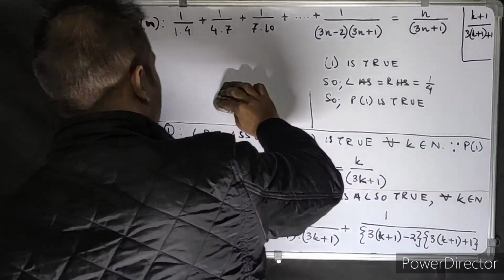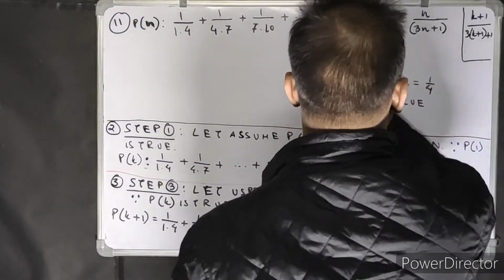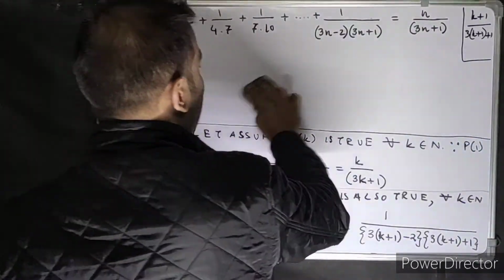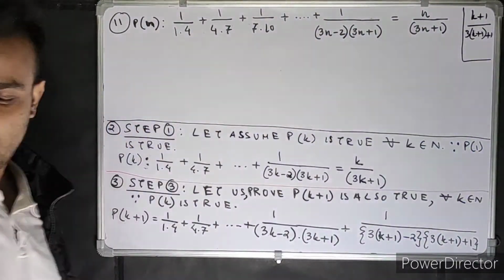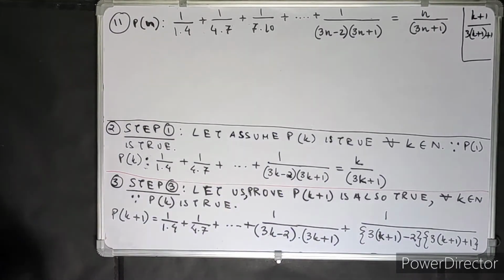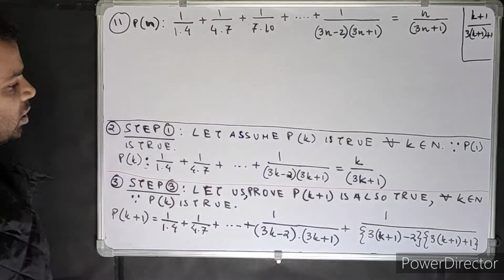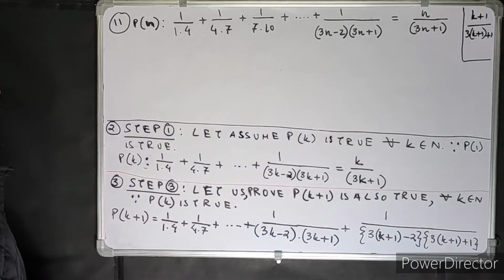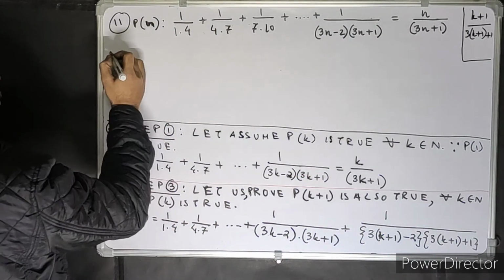This is the only part where you have to do your mathematics. The other part is just all writing work. You know that, I've already told you many times. Okay, so let's go ahead from here. So this part is here. It's k divided by 3k plus 1.